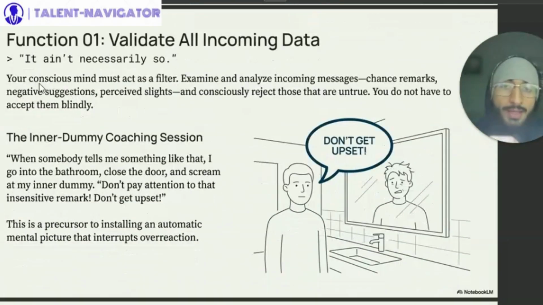So function 1 is validate all incoming data. That is, you can say it ain't necessarily so. So your conscious mind must act as a filter. Examine and analyze the incoming messages like chance remarks, negative suggestions, perceived slights, and consciously reject those that are untrue. You do not have to accept them blindly.